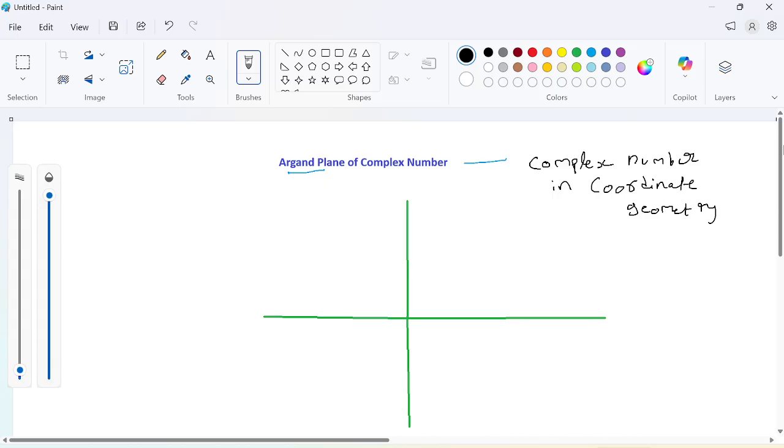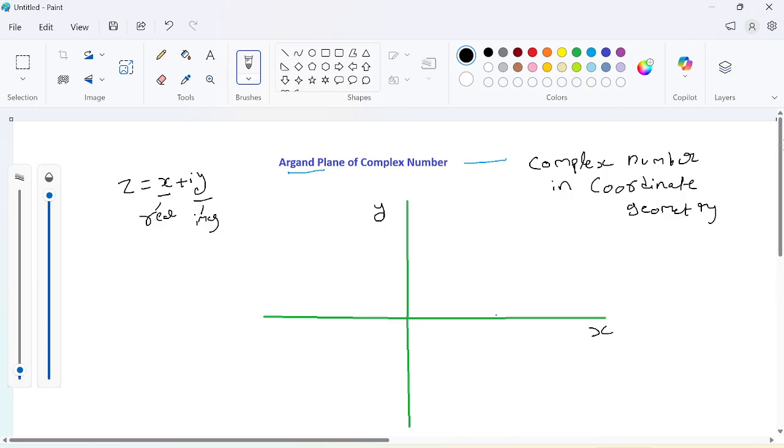Now say this is our x-axis. This is your y-axis. So coordinate system means your x and y-axis. This you might have studied from your earlier standards also. Now any complex number can be represented in a plane. Say I have a complex number z is equal to x plus iy. If you see, x is a real number and y is an imaginary number.